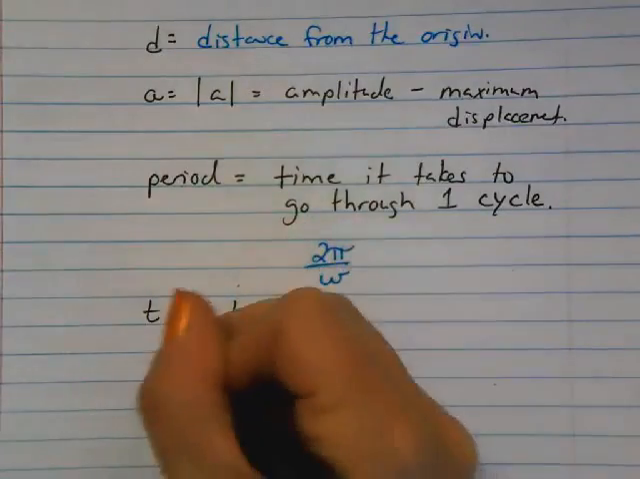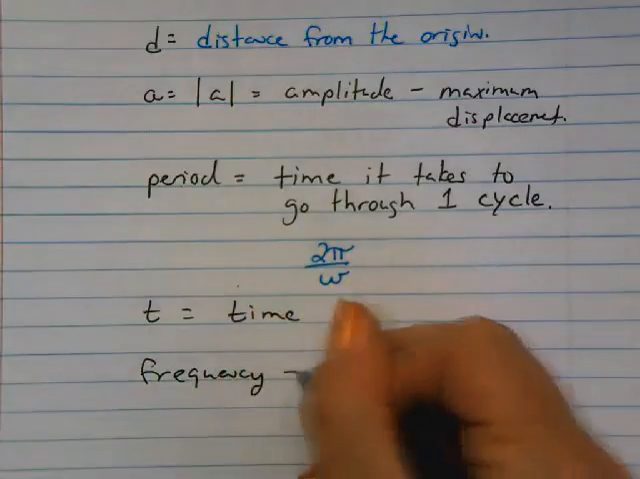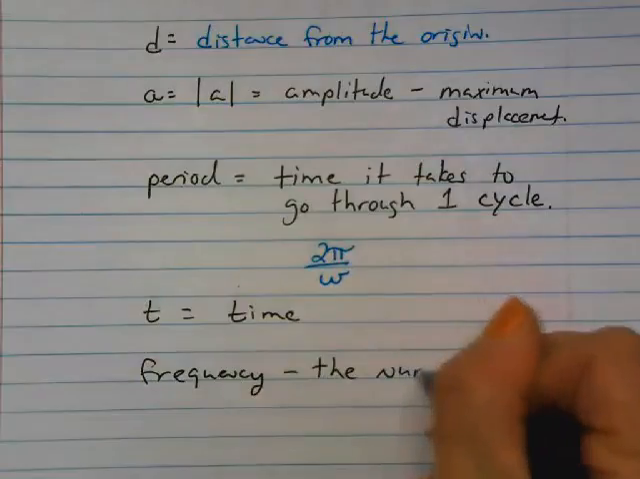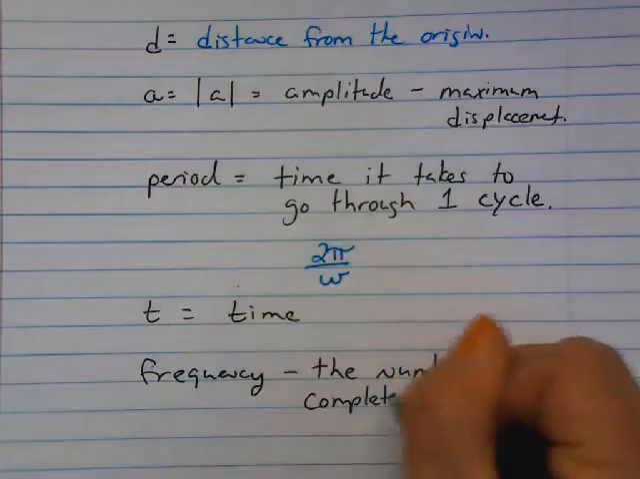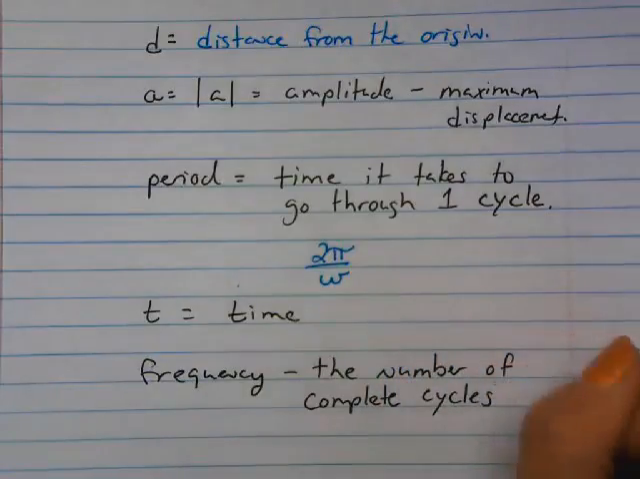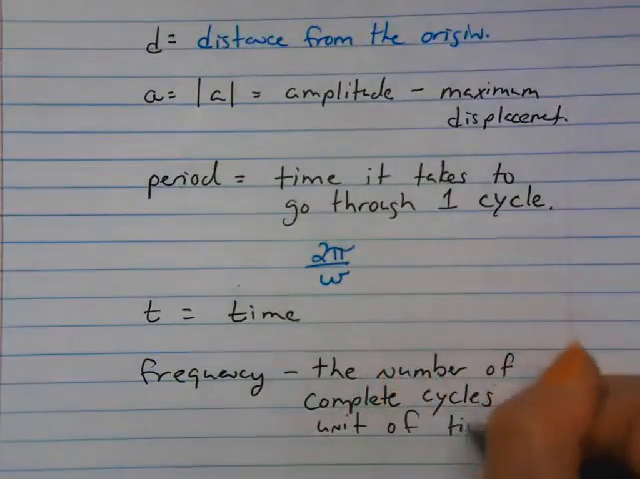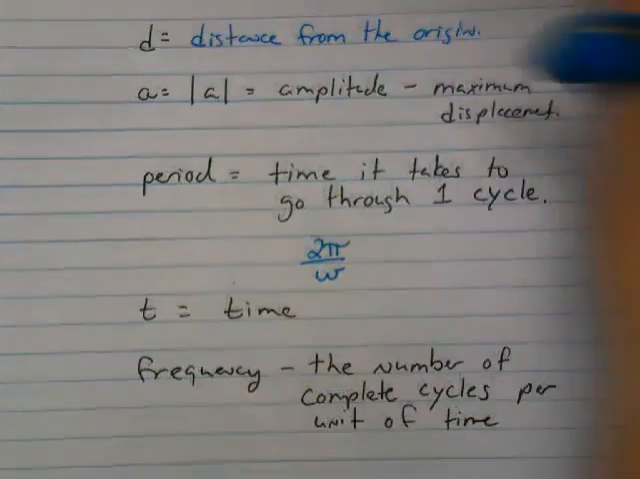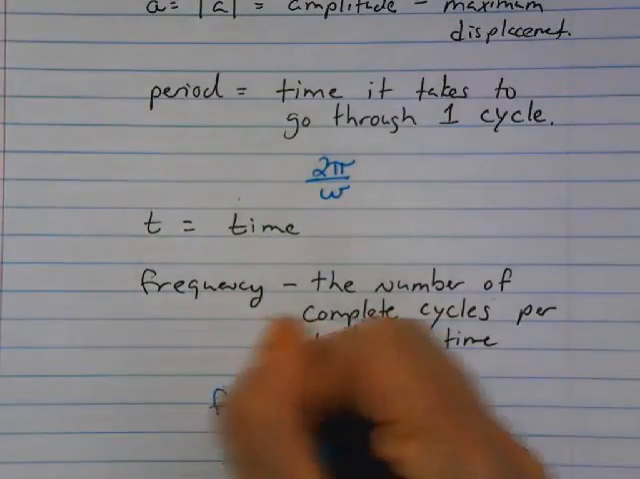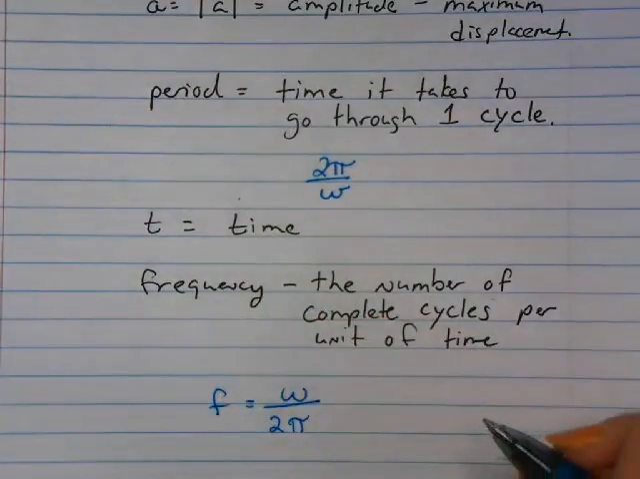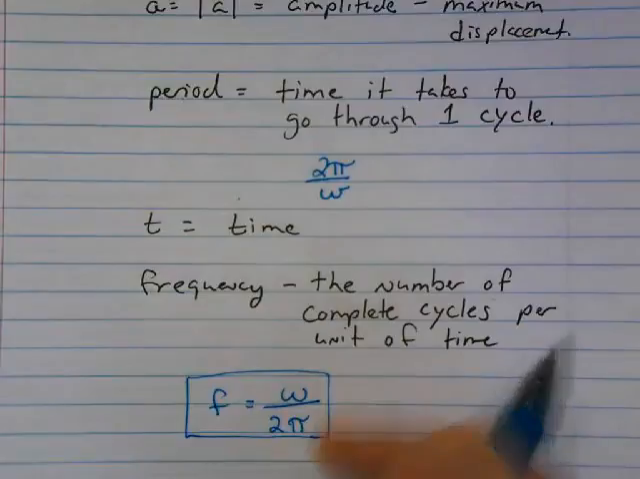And then frequency is the number of complete cycles per unit of time. And it is defined as W over 2 pi. Okay? This is one that I'd like you to know. I like finding the frequency and knowing that the frequency and the period are reciprocals of each other.